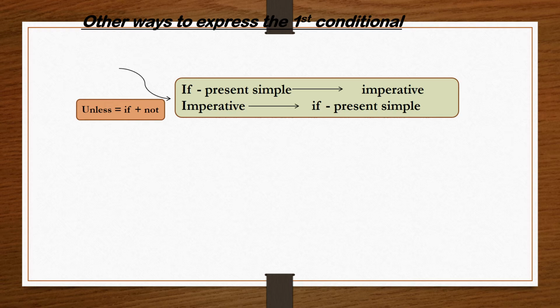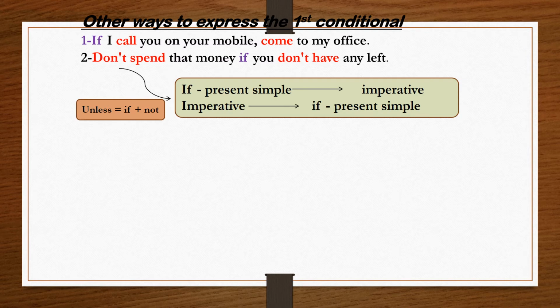We can use if plus the present simple, and then we have the imperative form. Like I say, if I call you on your mobile, come to my office. Here, I used the imperative form. I used come, the verb in the infinitive form. Or, don't spend that money if you don't have any left. Here we have the negative commands with don't plus the infinitive, okay? And we are also still in the imperative form.